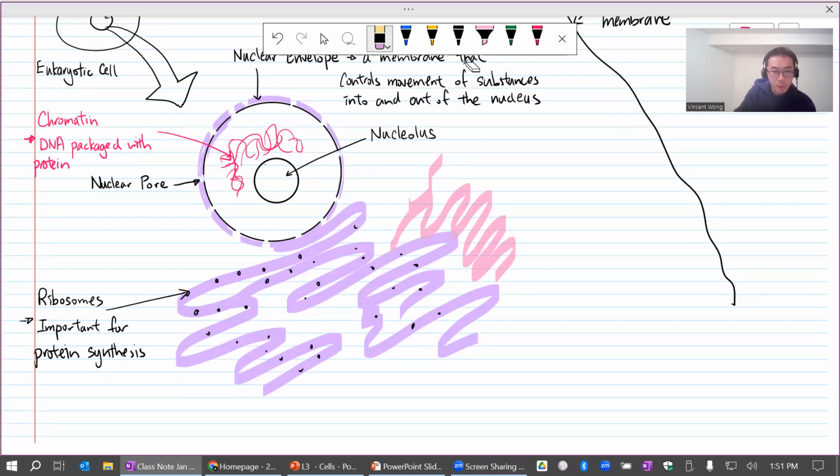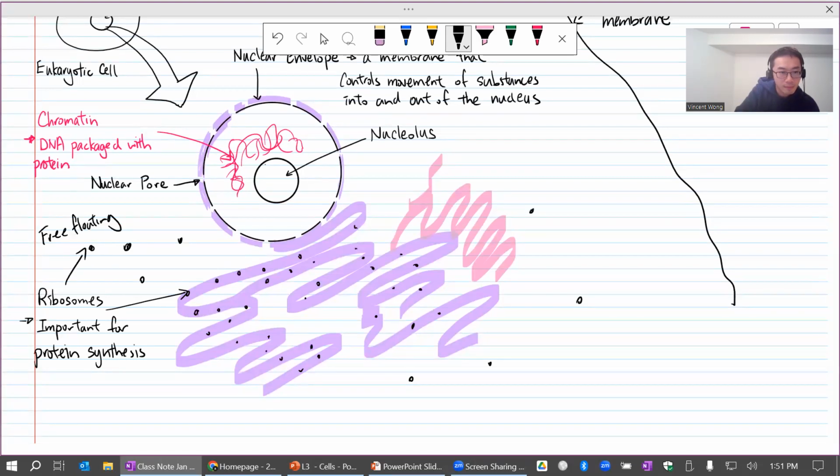Some ribosomes will be stuck to this purple network. Other ribosomes will be floating around in the cytoplasm on their own. Okay, so these are also ribosomes, but these are free floating.